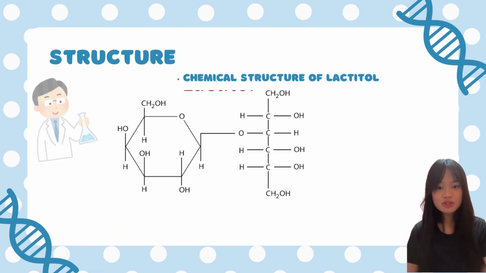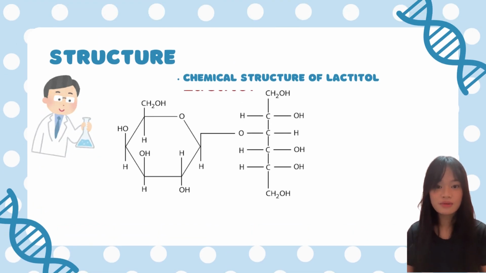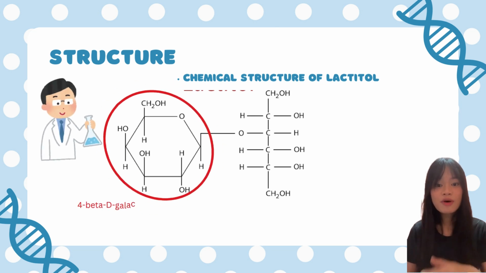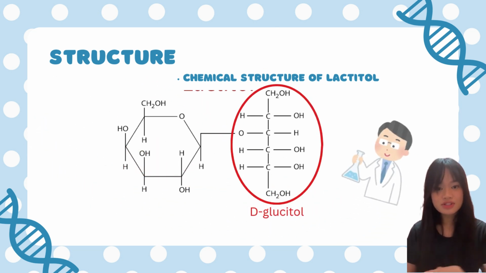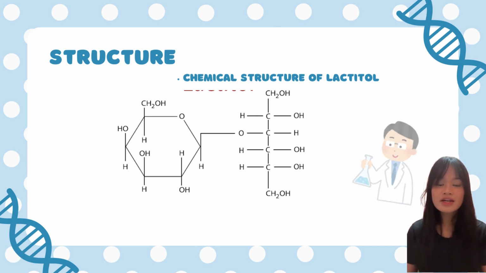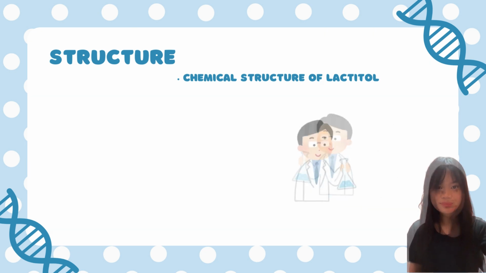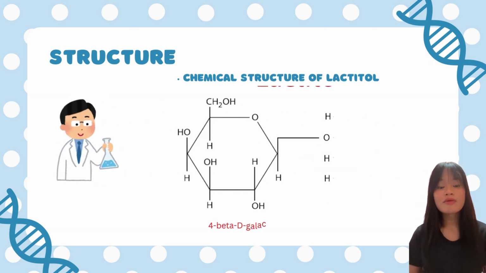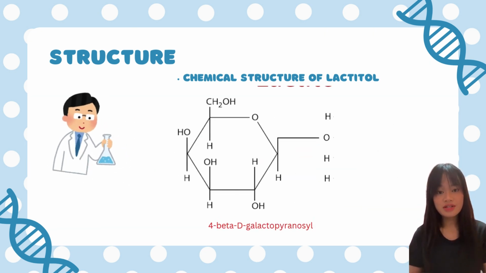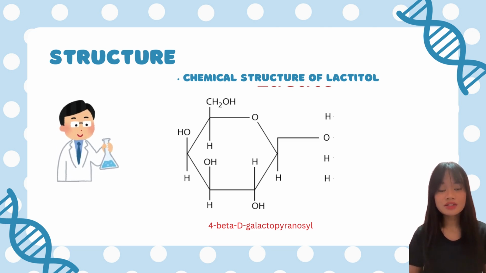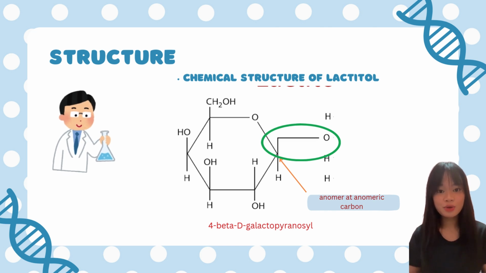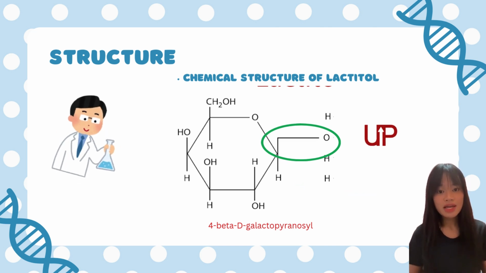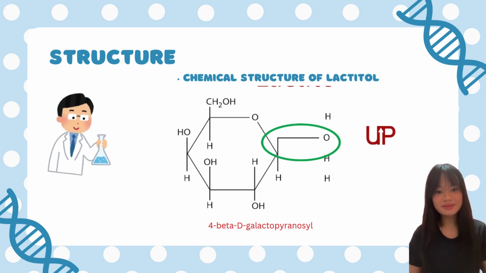Next, moving on to the chemical structure of lactitol. In lactitol, there is 4-beta-D-galactopyranosyl and there is also D-glucitol. I'll explain further in detail about this structure. In lactitol structure, the 4-beta-D-galactopyranosyl, it is a beta because if we take a look in this Haworth projection, the anomer with OH group on the anomeric carbon is up in this Haworth projection.